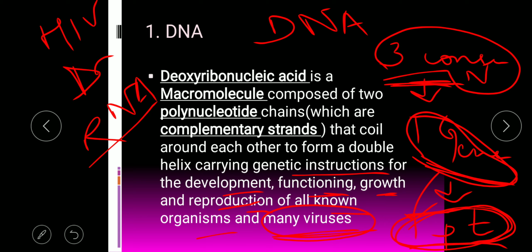So DNA is deoxyribonucleic acid. DNA stands for deoxyribonucleic acid. It's a macromolecule of nucleotides. That is why the DNA strand is a polynucleotide chain, and these two polynucleotide chains of the DNA are complementary to each other. These two strands coil around each other to form a double helical structure, and on this double helical structure the genetic instructions are present, and these genetic instructions are important for the development, functioning, growth and reproduction of all living organisms and many viruses.